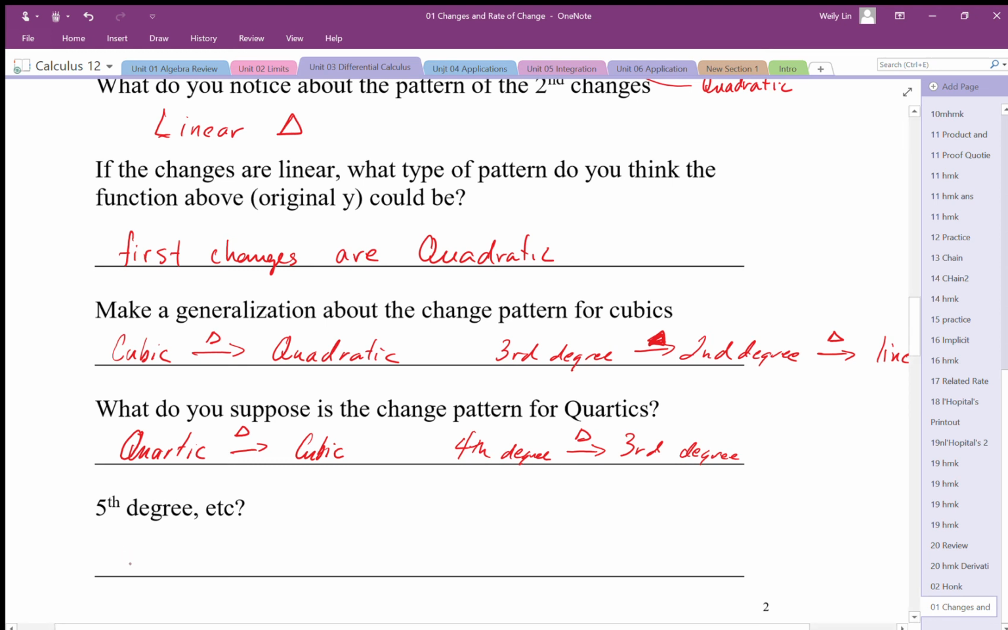We know that a power 5 change probably, and again we have no proof of this, is probably going to be a power 4. A power 4 change is probably going to be power 3. A power 3 change is probably going to be a power 2. And we've shown that power 2 changes are linear, or just x.